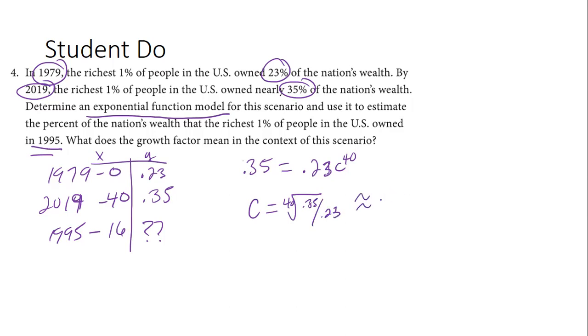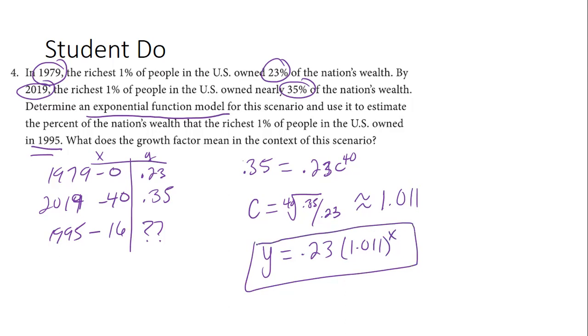And what do we get for our approximate c value? We're going a little too fast. You were supposed to have done it already. What do we get? 1.01. So then our exponential model is y equals 0.23 times 1.01 to the x. There's our exponential model. Now that I have my exponential model, can I predict for 1995?